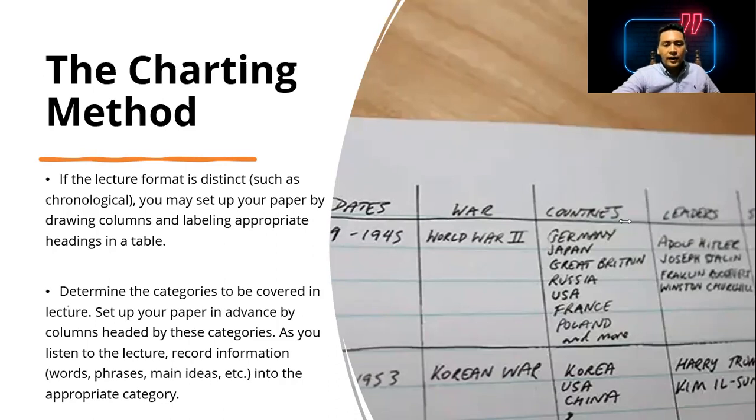Excellent. Okay. So basically the charting method is a chart. It's a chart. In Spanish, es una tabla, es un cuadro, okay? Now, the charting method is used when the format is distinct, such as chronological. You may set up your paper by drawing columns. If you take a look right here, we have the first column, second column, third column, fourth column, etc.